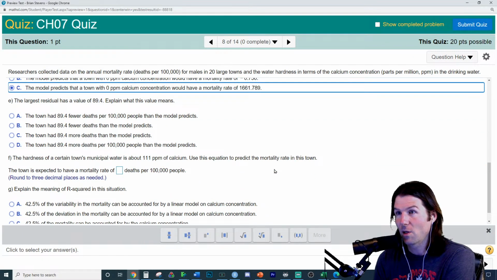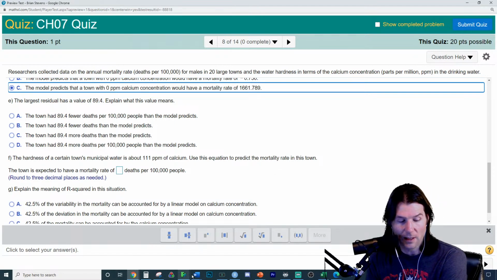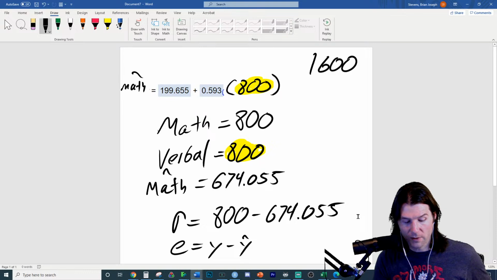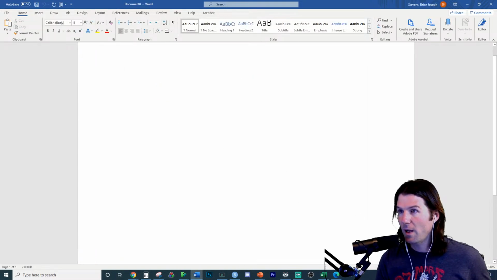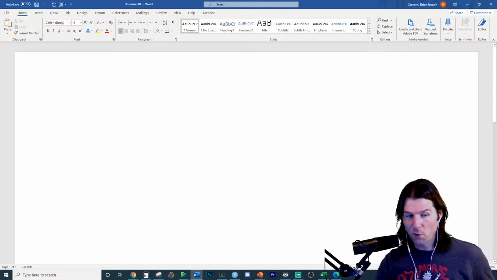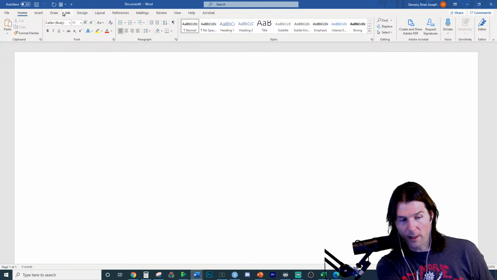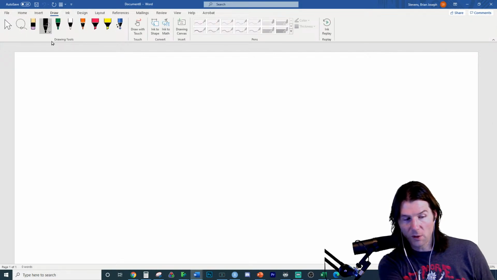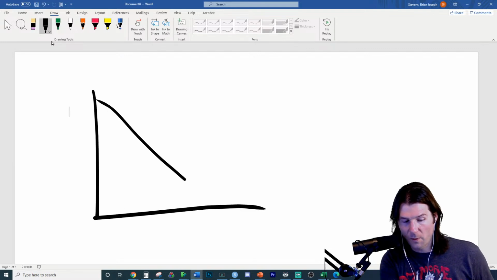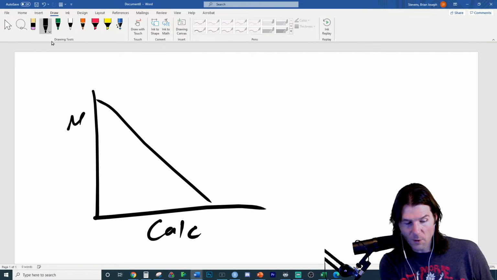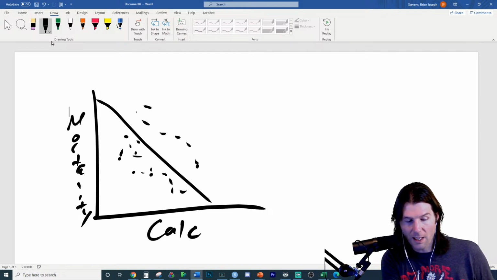My gosh, it's a big question. The largest residual was 89.4. Explain what this residual means in context. So what do we know about residuals? A residual that is positive must be where? Here's the calcium. Here's mortality. Anytime we have a residual that's positive, it must be where?